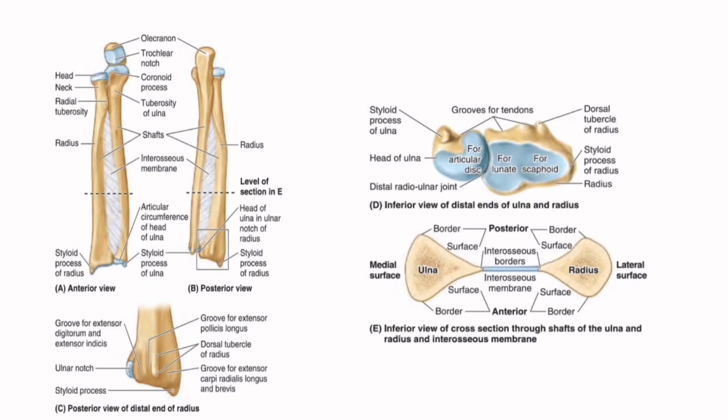Let's look at radius anteriorly. The first one is the head. Here makes an articulation with ulna, and then neck comes, radial tuberosity, styloid process. And when we look at the posterior view of the distal end of radius, we can see the dorsal tubercle or Lister's tubercle here. It is a small bump on the posterior surface of the distal radius. It acts as a pulley for the extensor pollicis longus tendon, helping in thumb extension.